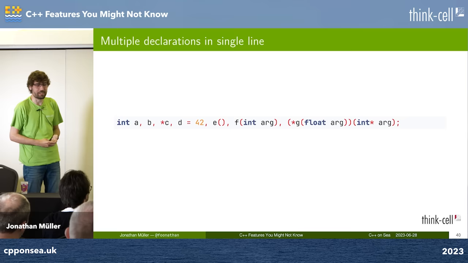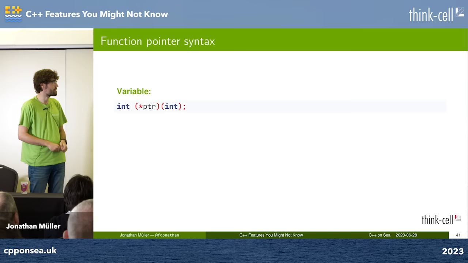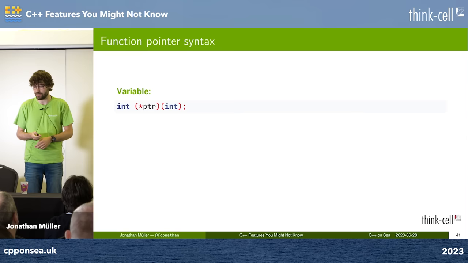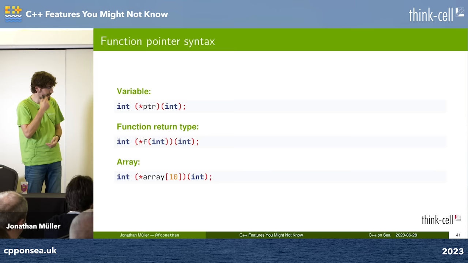So let's talk about function pointers. This is a variable that is a function pointer. You sort of start in the middle and read from there. So this is a pointer to a function that takes an int and returns an int. This is a function that takes an int and then returns a function pointer that takes an int and returns an int. This is an array of function pointers.